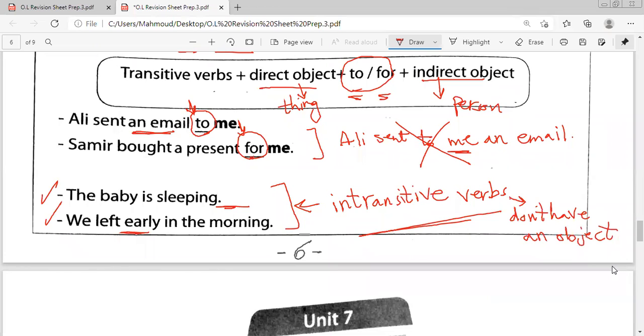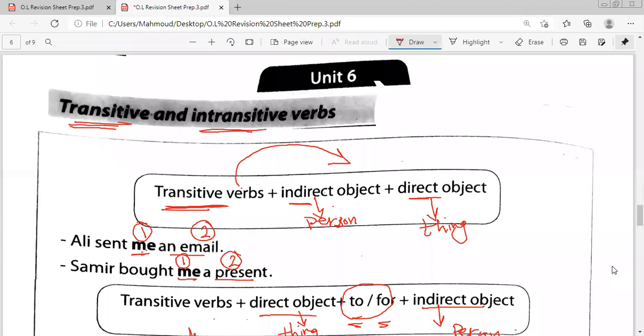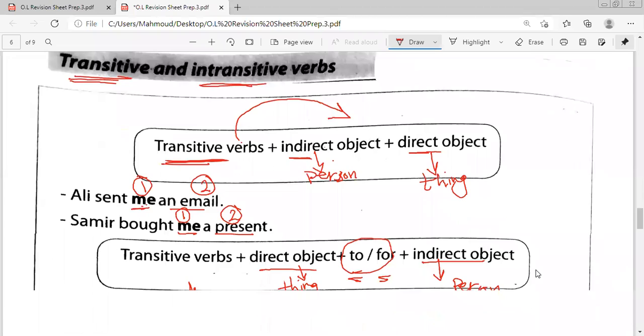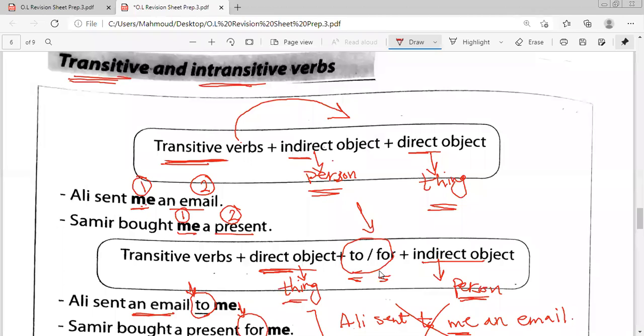Okay, so transitive verbs are the most important type here. Transitive verbs are the most important type. In which point? In the point of replacing the direct object with the indirect object and vice versa. So pay attention please, because maybe we will use here to or for in this condition, which is you will start with the direct object, which is the thing, before the person. But if you start with the person and then the thing, you don't need to put to or for. You don't need any preposition.